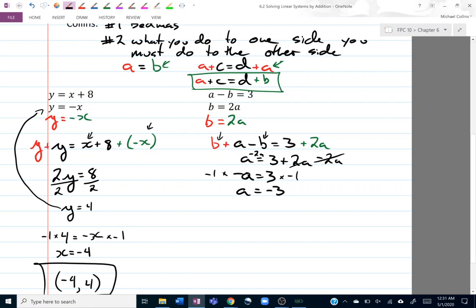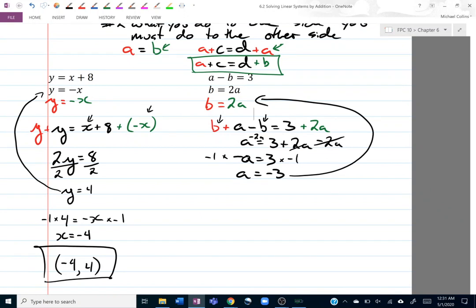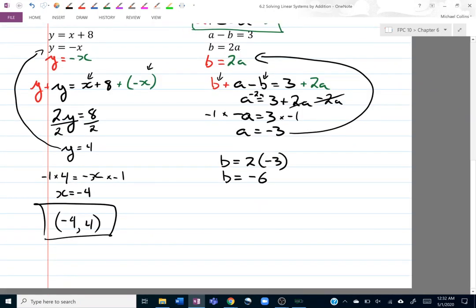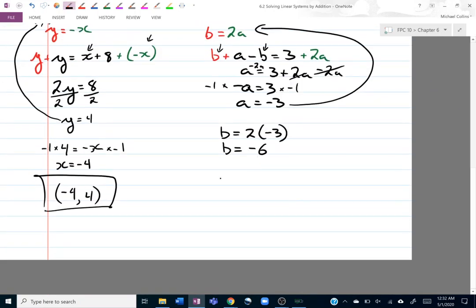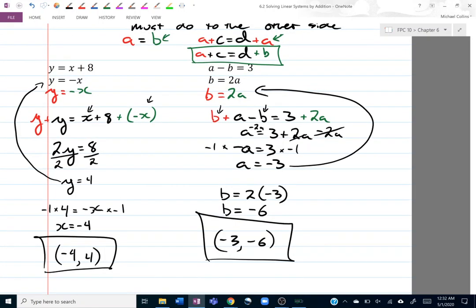Again, now I have half of my complete solution. I can take this and I can substitute it back into my bottom equation. I could do it into either equation, but the bottom one for me right now, because I've practiced these a bunch, looks easier. B is equal to 2 times negative 3. B is equal to negative 6. So now I have this ordered pair solution again. I've got a negative 3, negative 6. And that would be the solution to this linear system.